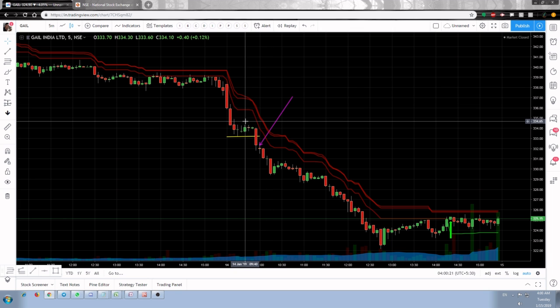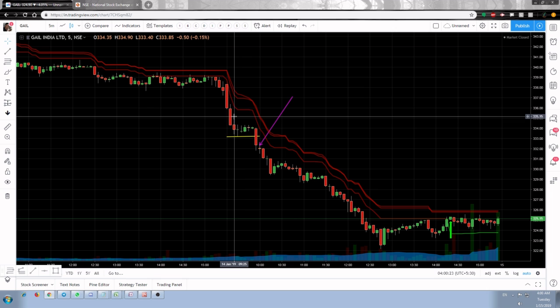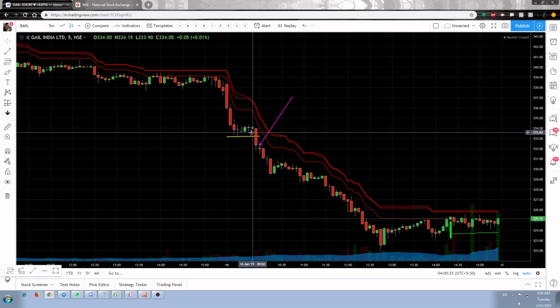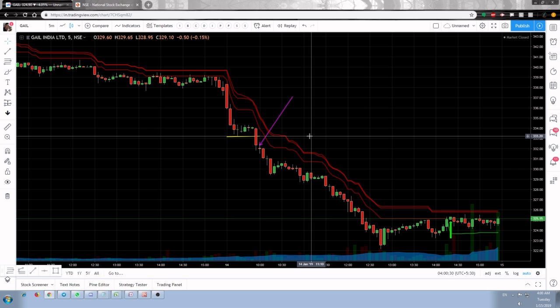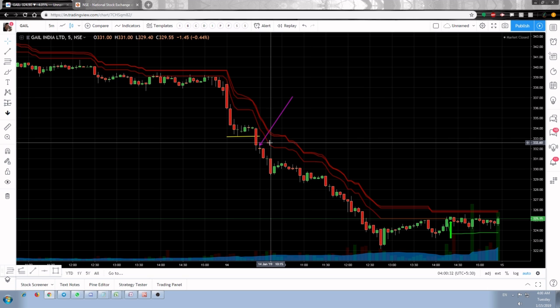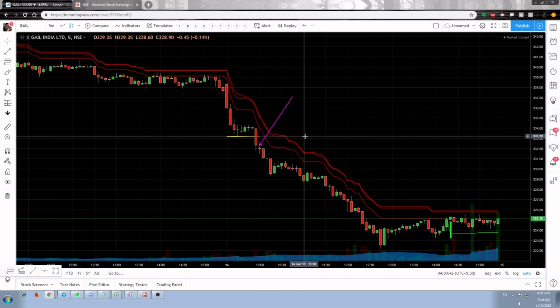Please do not take it as a holy grail. Okay, because it was a trending market, it worked beautifully. Anything and everything will work beautifully in a trending market. But things go complex and your technical analysis comes into the picture when the market is choppy or when the market is sideways. But in a trending market, almost everything works fine.